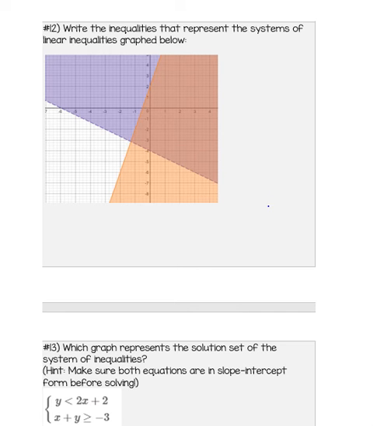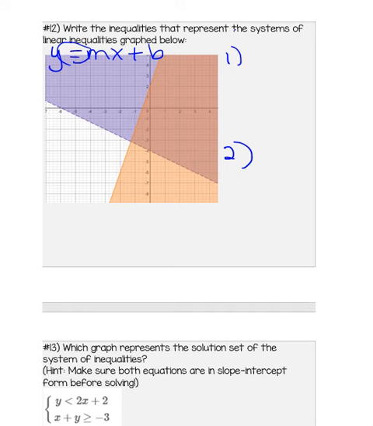Okay, number 12, write the inequalities that represent the system of linear inequalities graphed below. So there are two inequalities, 1 and 2. And when we're writing our inequality, we want to use the idea of slope-intercept form. The difference is that instead of an equal sign, we're going to have to use an inequality symbol.